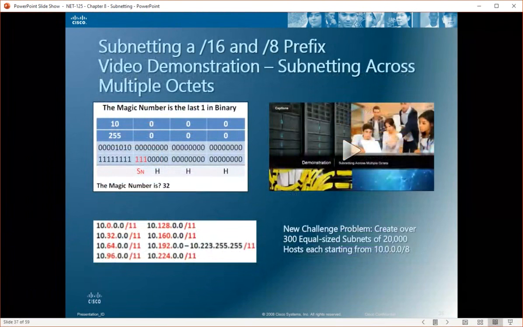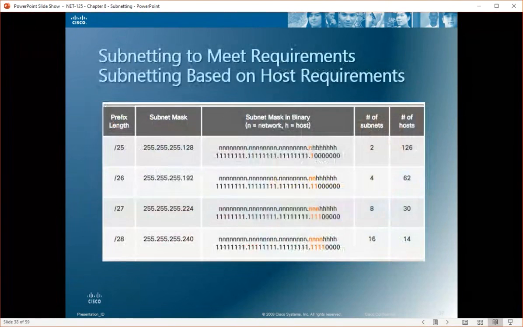Now, if we want to subnet across multiple octets, in this case, we've got 300 equal size subnets of 20,000 hosts each, starting from a 10.0.0.0/8. And we can look at that. And that is leading us into the idea of subnetting based on requirements. So we're given a list to say, this is what we need our networks to have. This is the structure that we have physically for these rooms. This is the number of hosts we need per subnet, etc.